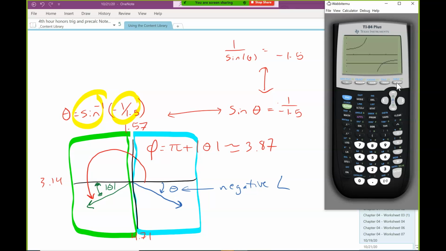There's negative 1.5. So the intersection right here is what I'm looking for. So I can do second trace, pick the intersect command. Got to make sure that we're on this arm because there's like an asymptote right here. So I have to be a little bit careful. There I can see my cursor that I am on that arm. So I'll press enter, enter on the straight line, enter for the guess, and it spits out that 3.87. Does that feel okay? Okay.